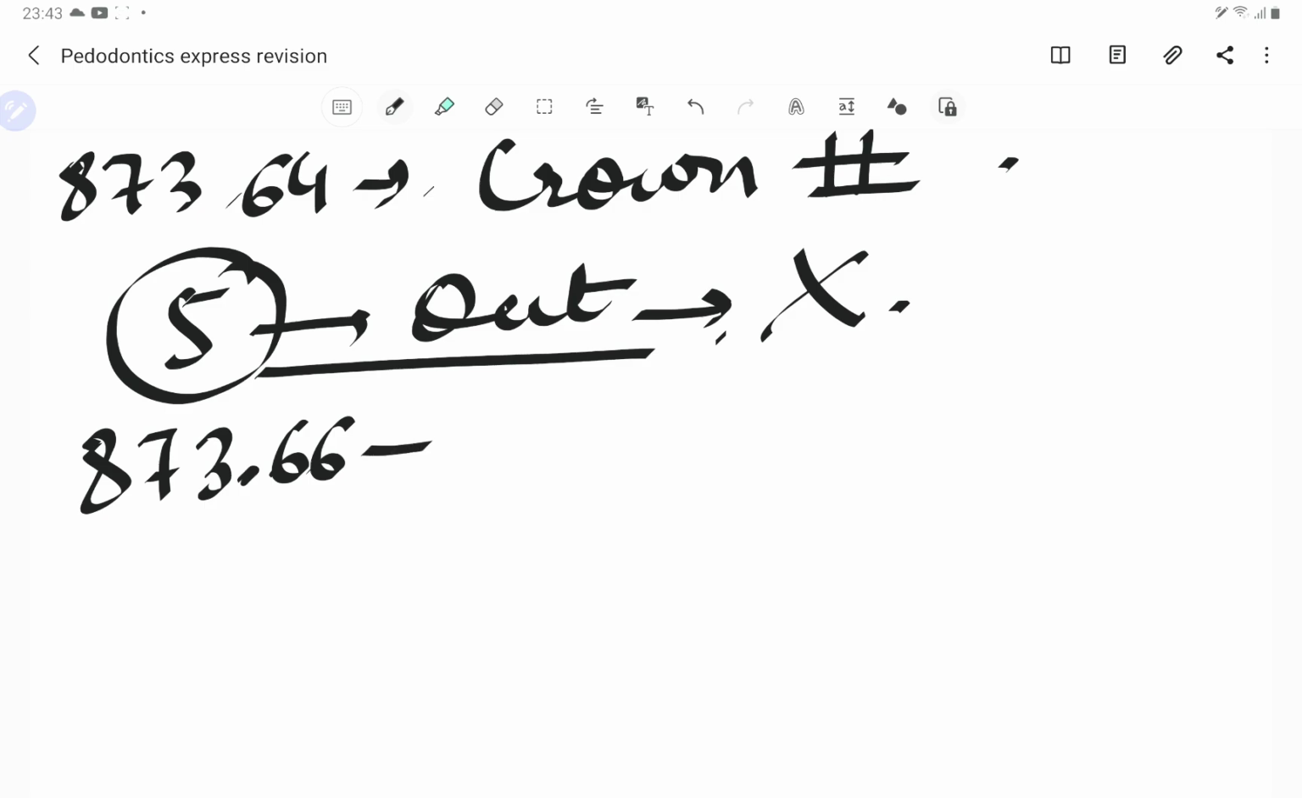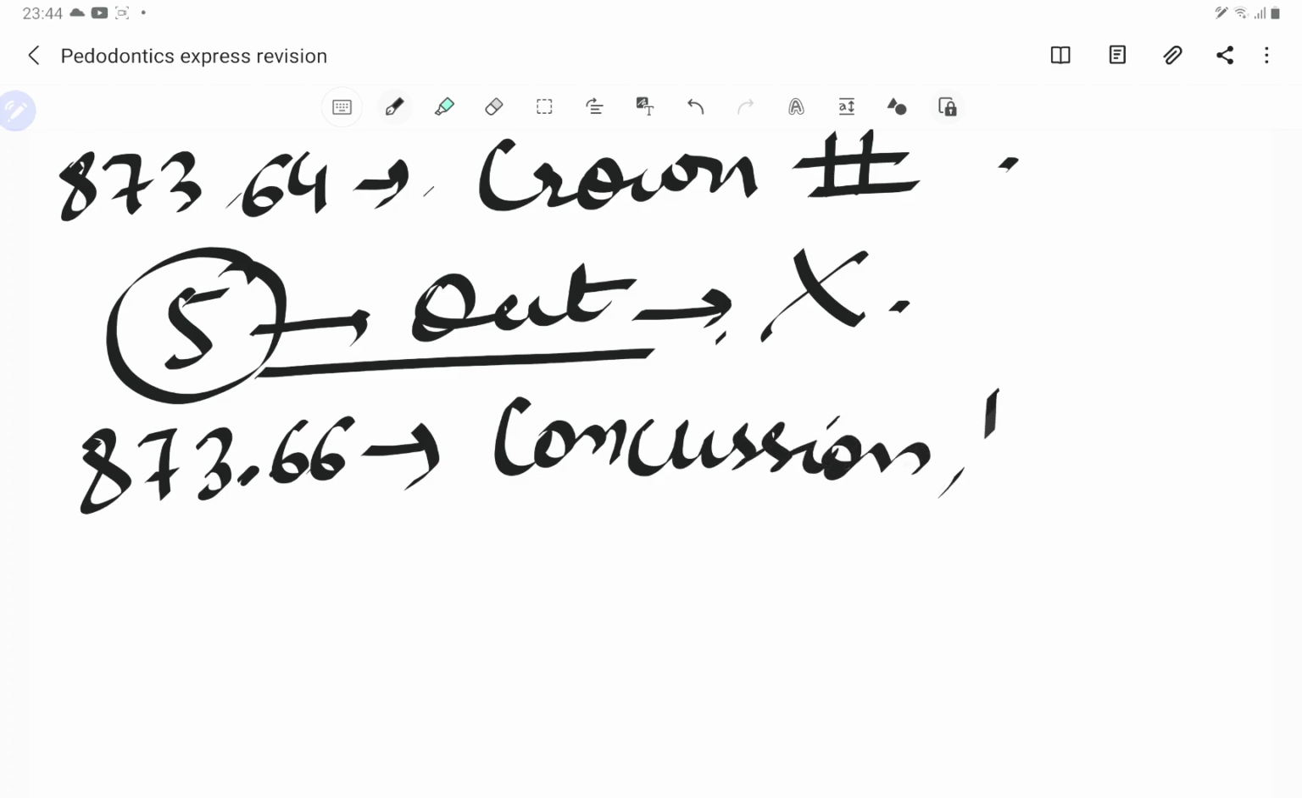873.66. Now 6, if you remember, the 6th one is the root fracture, but we have already included the root. So after root, what was there? It was the displacement of the tooth. So we have here the concussion and luxation in the 6.